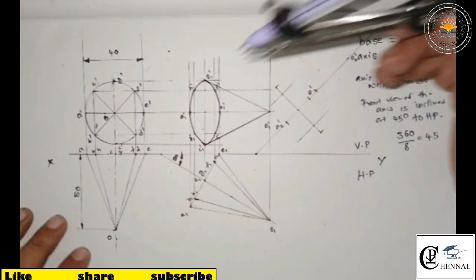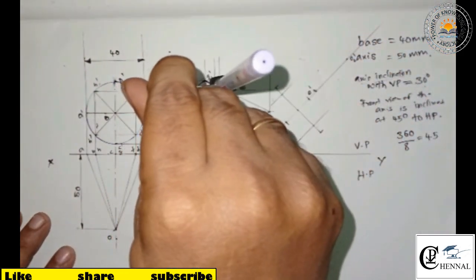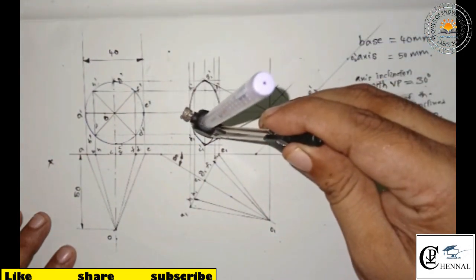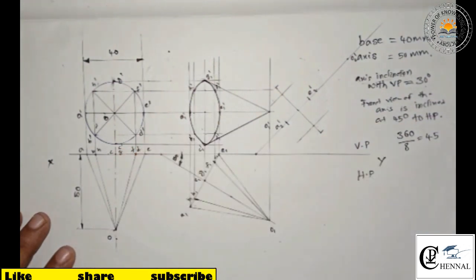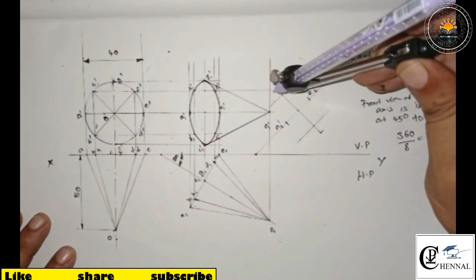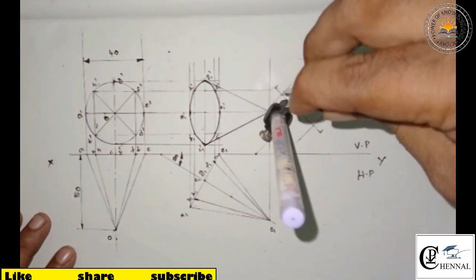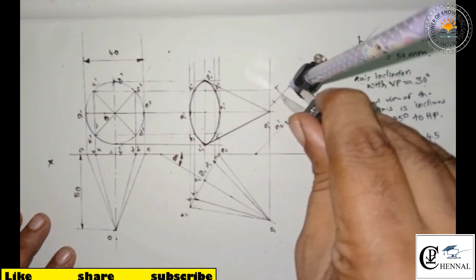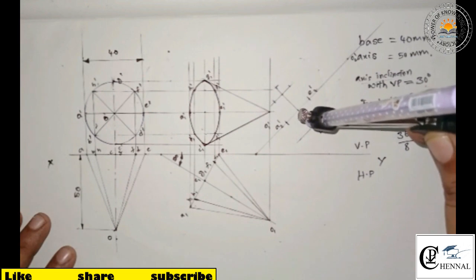So check the length from the midpoint to F dash. Here it is the same, and this midpoint to H is the same. Midpoint to B1 is the same. Midpoint to D1 is the same. So why, sir, are you doing this? I am recreating the diagram because he has given that the axis is inclined at 45 degrees.